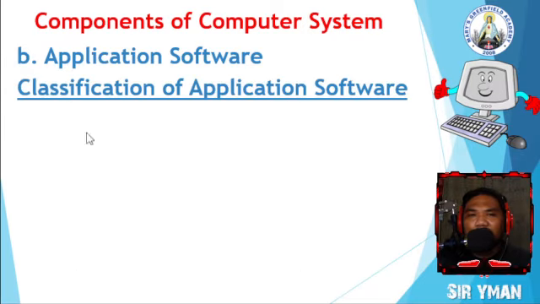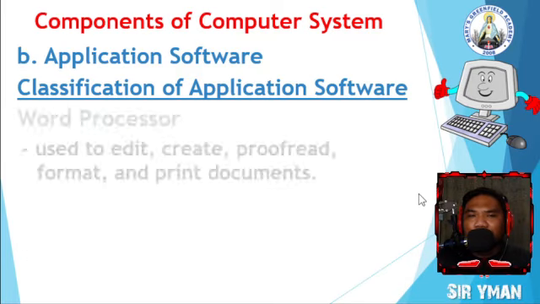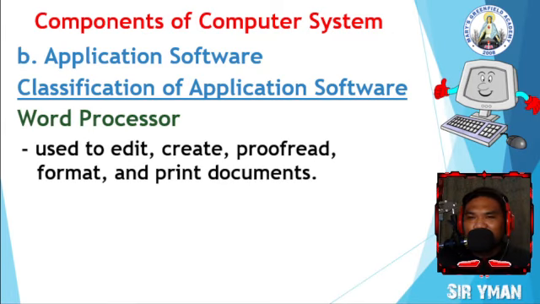So classification ng application software, una ay yung word processor. Okay, word processor. So it is a software na ginagamit to edit, create, proofread, format, and print documents. Okay? Remember, documents.